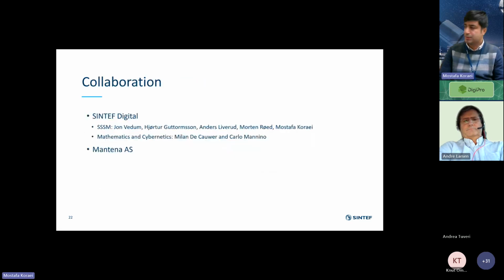The collaboration was between SINTEF Digital, the Smart Sensor Systems and Microsystems groups, Yun Bedum, Yurtur, Anish Liberud, Morten Dro, and me, Mostafa Koraei, and Mathematics and Cybernetics, Milan, who did lots of work on machine learning algorithms and AI, and Carlo Manino from the optimization group. And Montana OS, that was our customer.